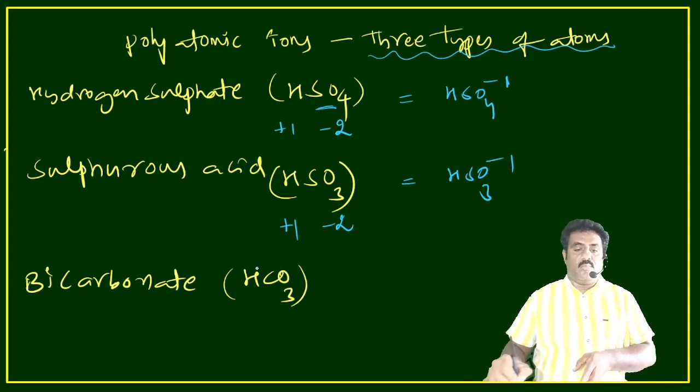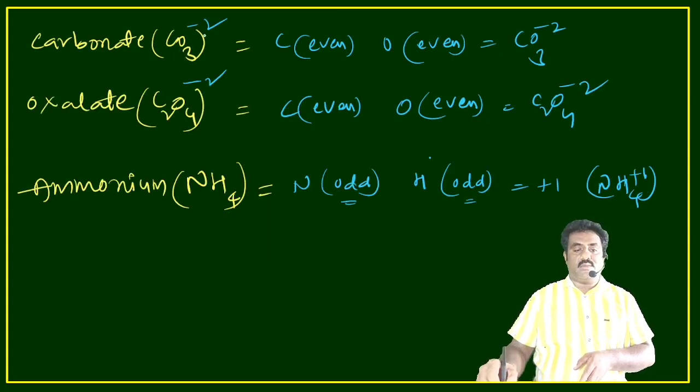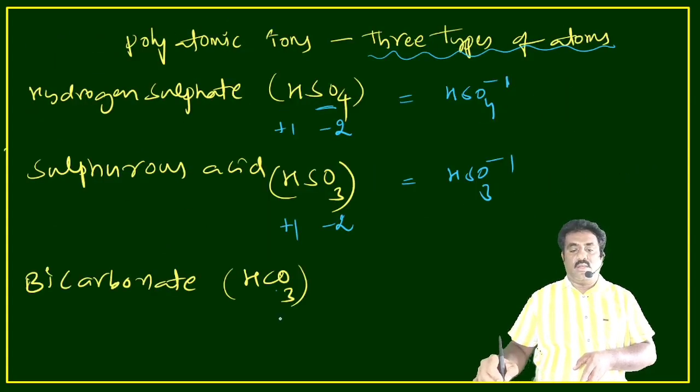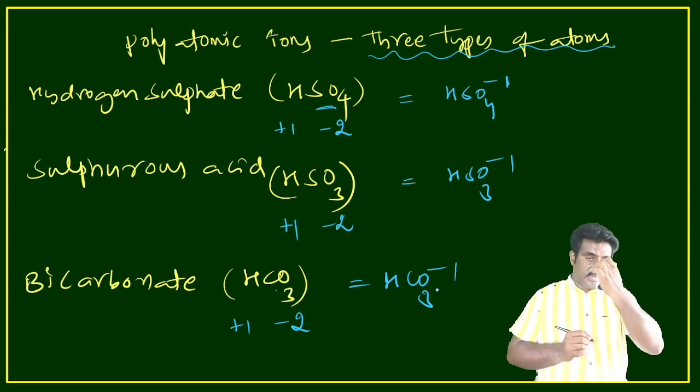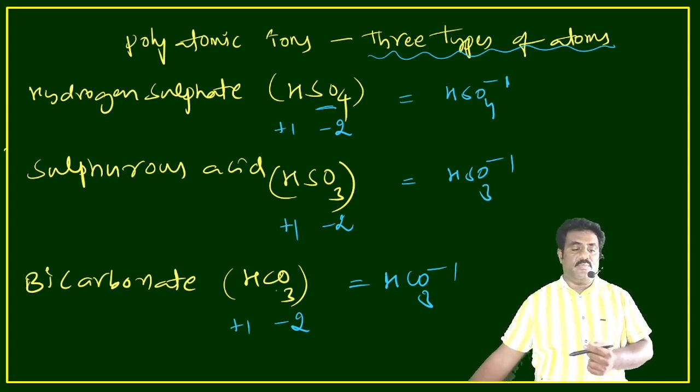Look at bicarbonate. What is the charge of carbonate? Carbonate is minus 2. Hydrogen charge is plus 1. Plus 1 minus 2 gives HCO3 minus 1. Bicarbonate, its charge equals minus 1.